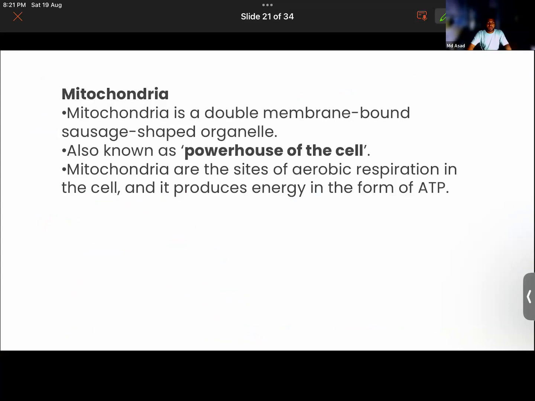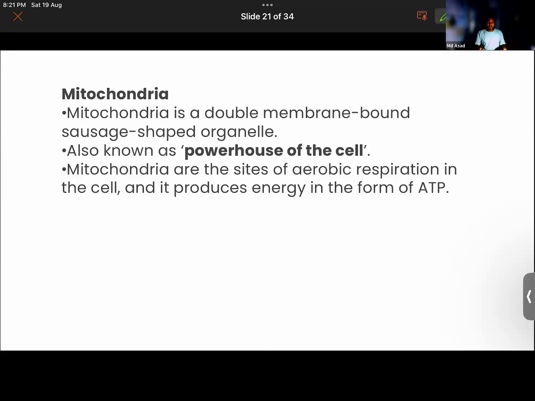Now, there's another organelle called the mitochondria, or the powerhouse of the cell. It provides energy, because it's known as the powerhouse of the cell. Obviously, the name itself says it.